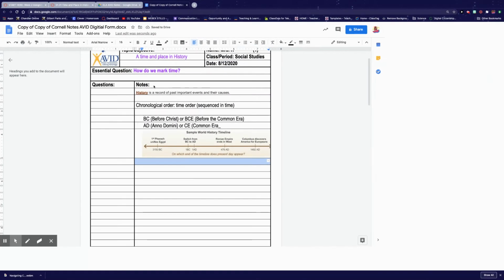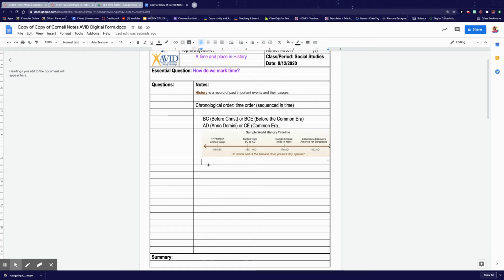Okay, so with BC or BCE, you are counting down to 0. Kind of like a launch, 5, 4, 3, 2, 1. So it's kind of backwards. And then when you start at 0 and you start counting up, you are now in the Common Era or AD. So you will be counting up. It's actually to the present time. So we are in the AD or Common Era side of this.